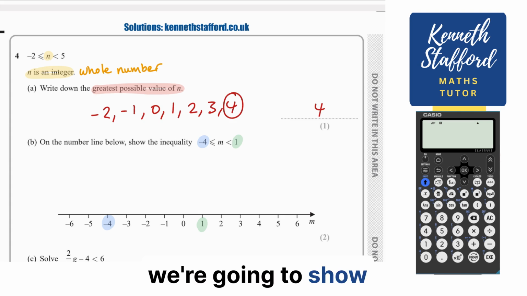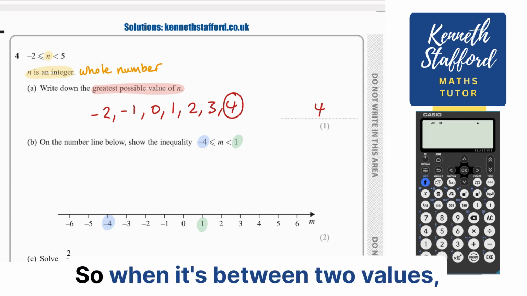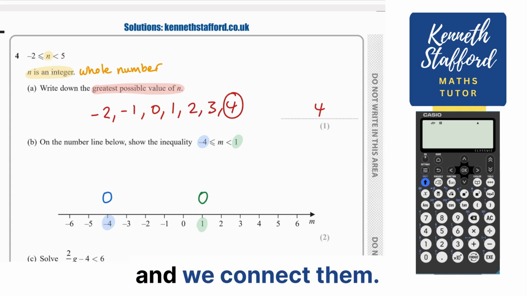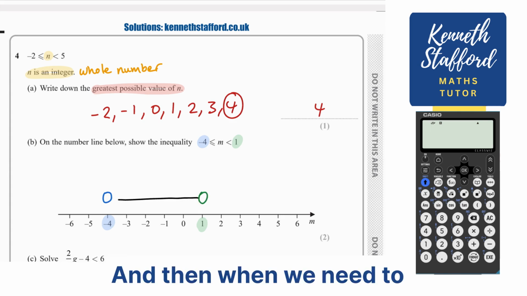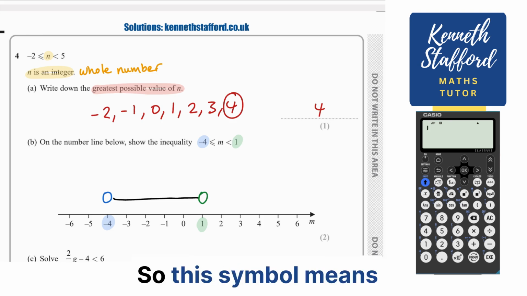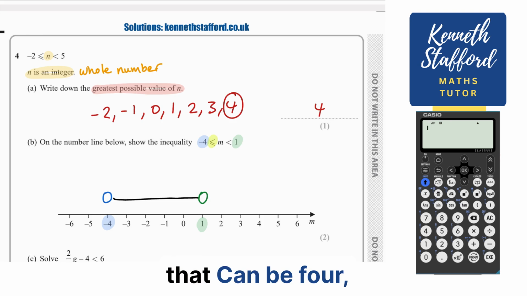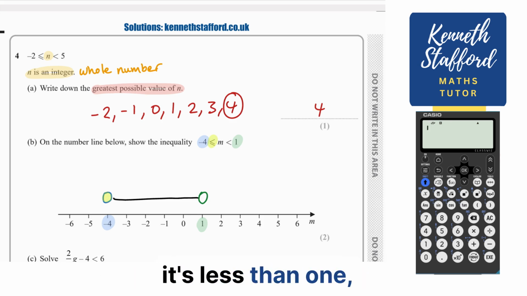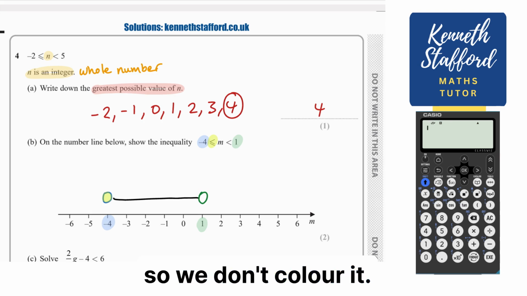And on the number line, we're going to show this inequality. So when it's between 2 values, you draw a circle above them and we connect them. And then we need to consider whether we color it in. So this symbol means that n can be 4, so we're going to color it in. It can't be 1, it's less than 1, so we don't color it in. So that would be the answer for that.